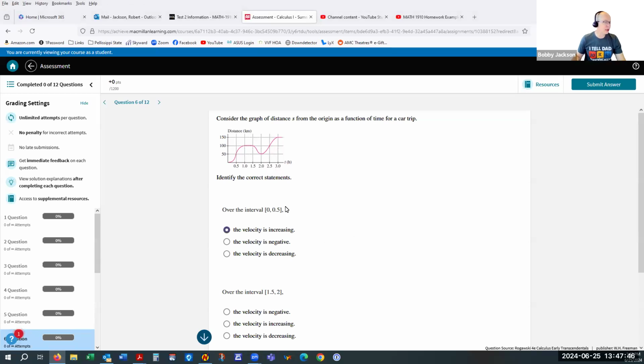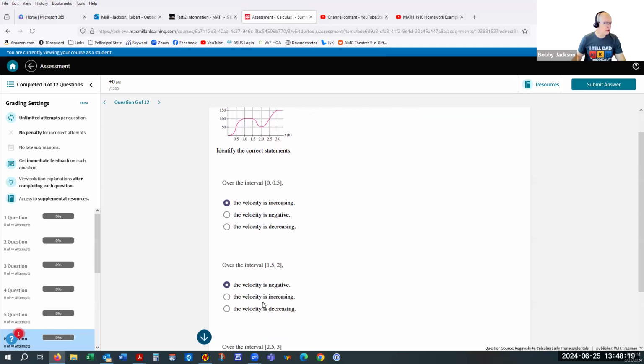It is not decreasing. Now, let's go from 1.5 to 2. Well, from 1.5 to 2, notice now if I pick any point, the tangent line will be a line that's decreasing going from left to right. And therefore, the derivative of this function would be negative on the interval from 1.5 to 2. But again, since the derivative is indeed the velocity, then the velocity must be negative. So it's going to be this first option here.